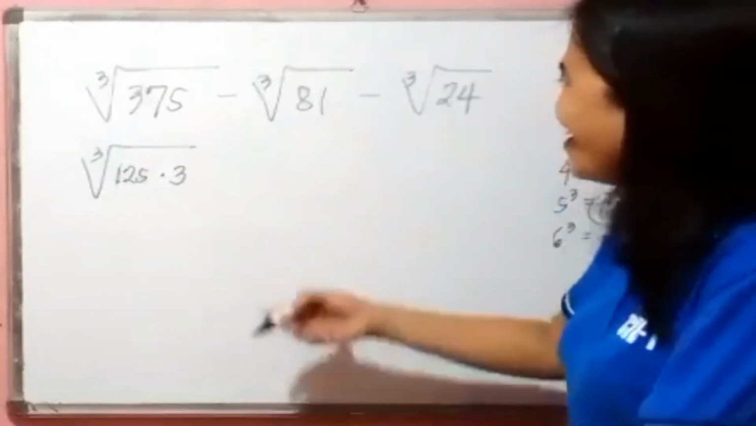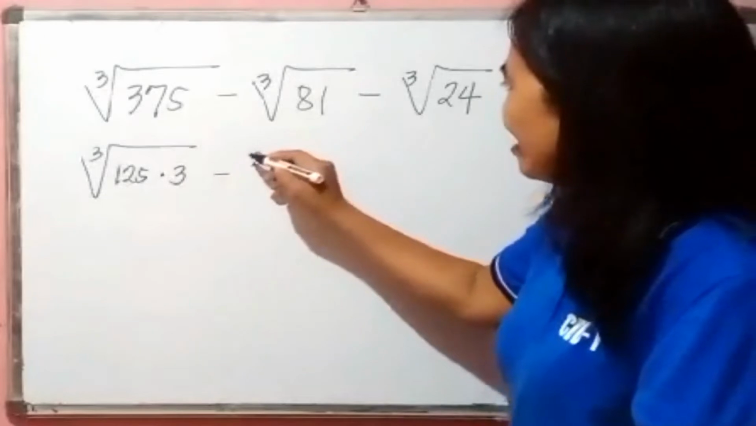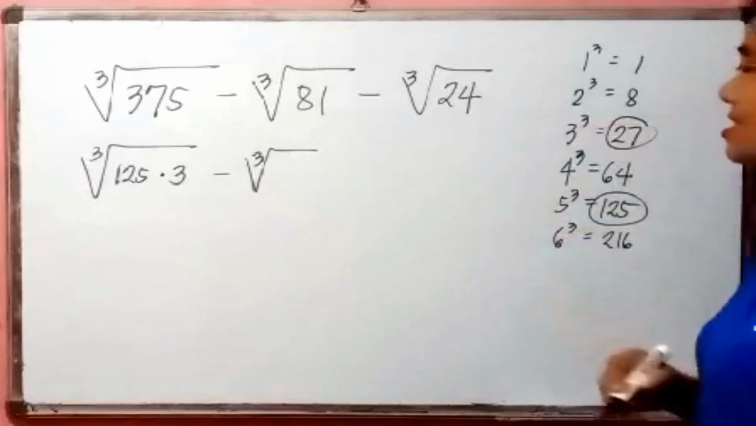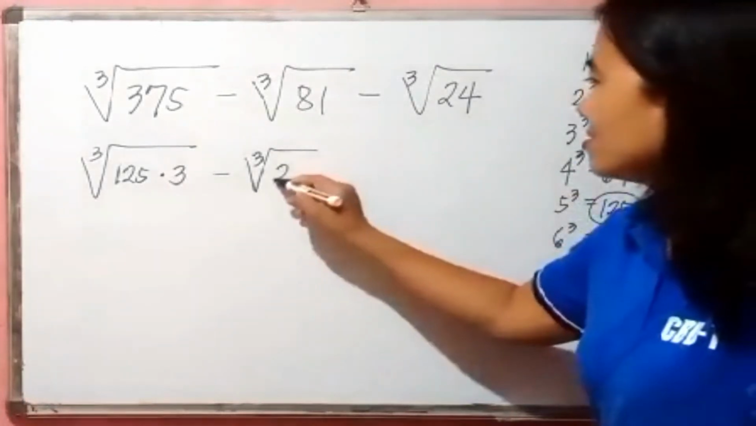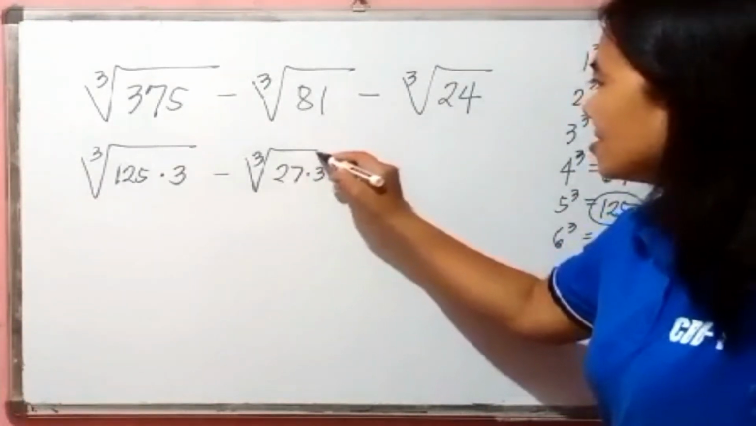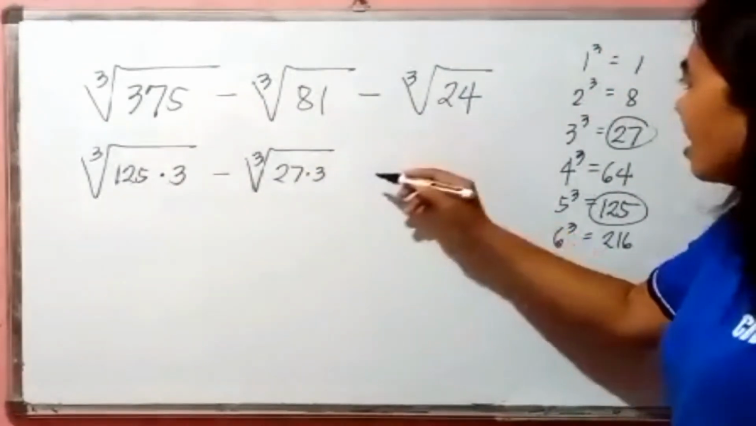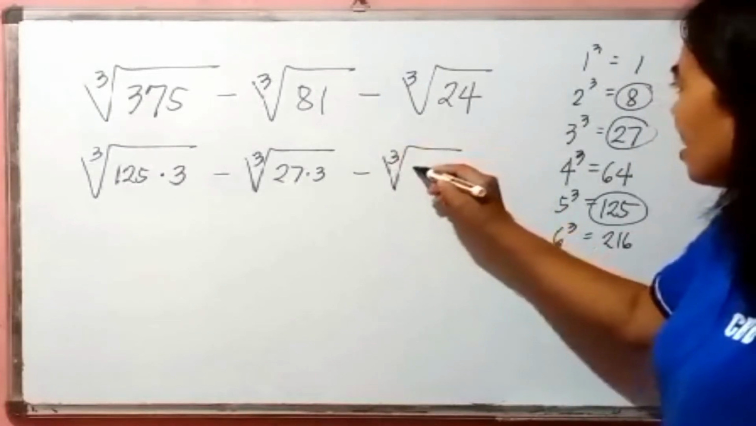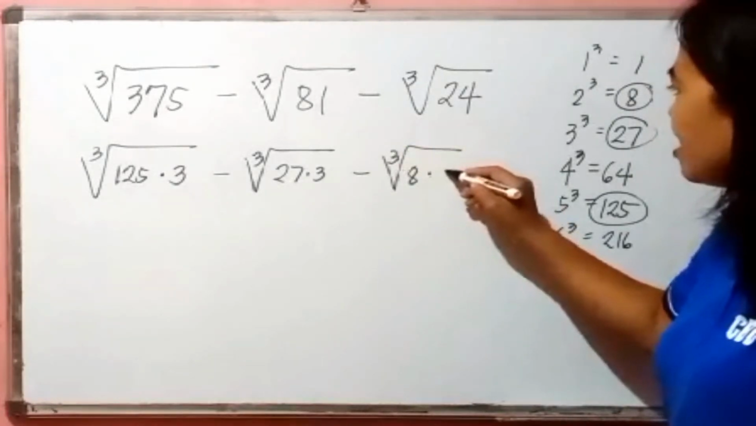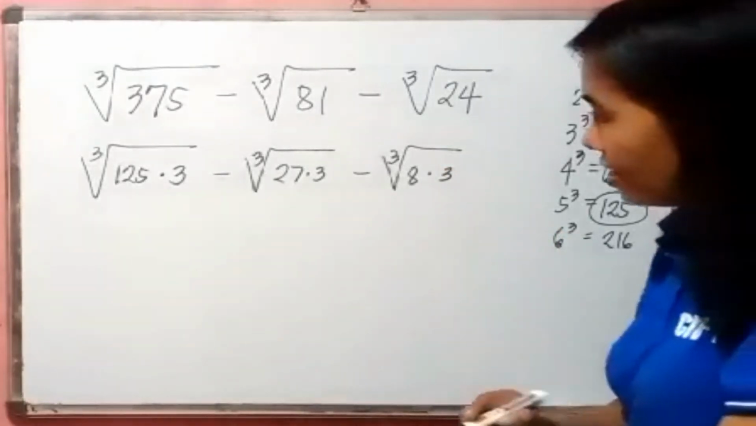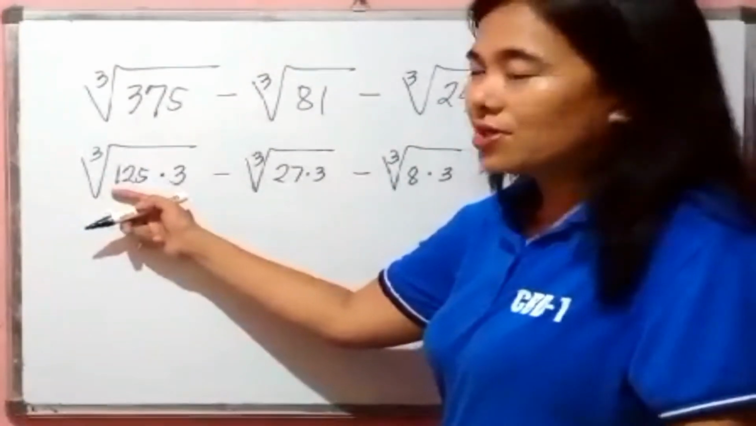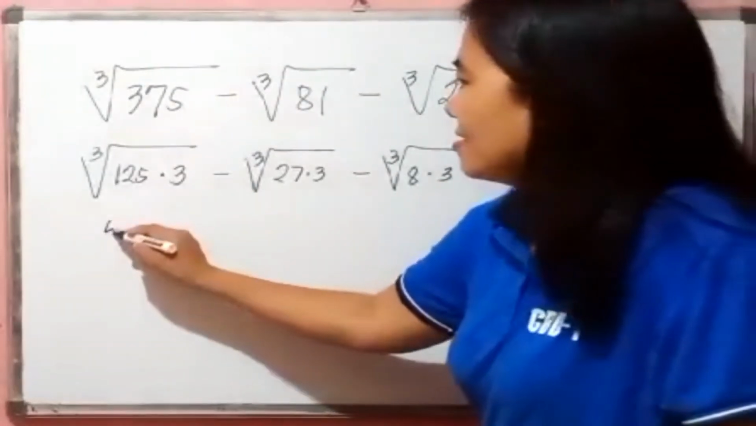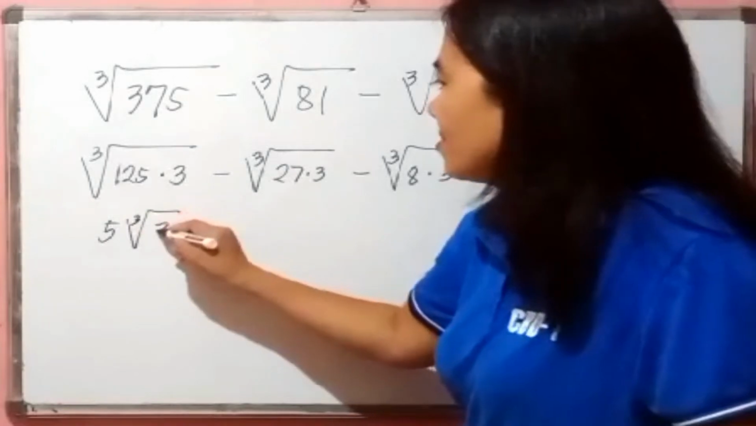Kindly check. Okay? So, dito naman sa 81, parang divisible naman siya by 27. Okay? So, that must be 27 times 3. Yan. Okay? Tapos, yung 24 is divisible by 8. So, meron tayong 8 times 3. Okay? Ngayon, kunin na natin yung perfect cube, yung 125. So, meron tayo ditong 5 cube root of 3.